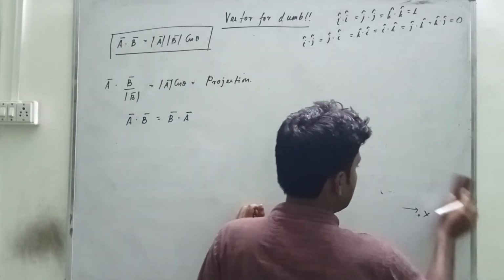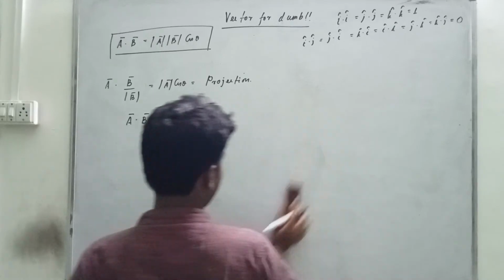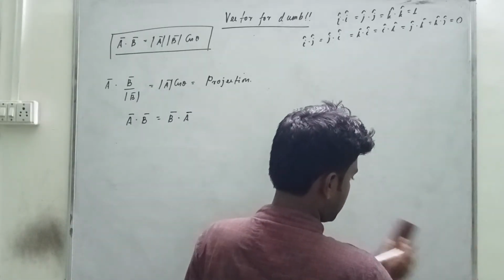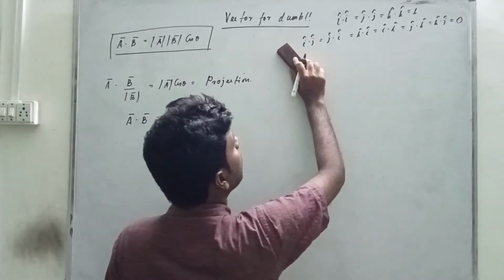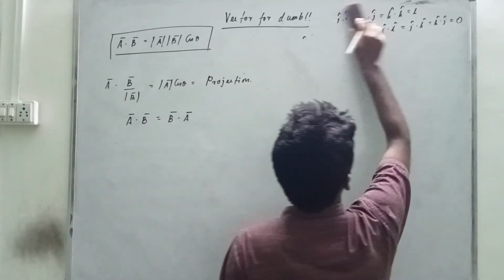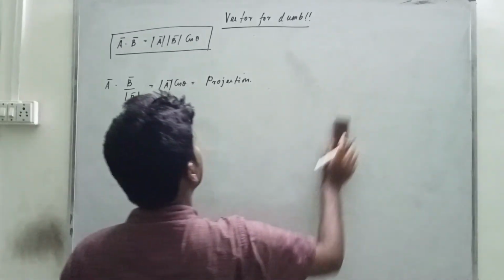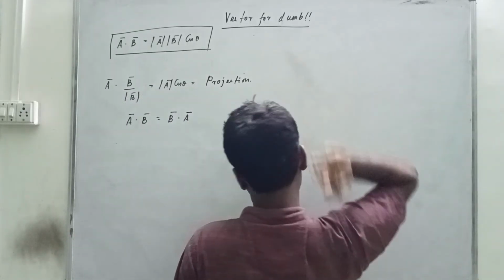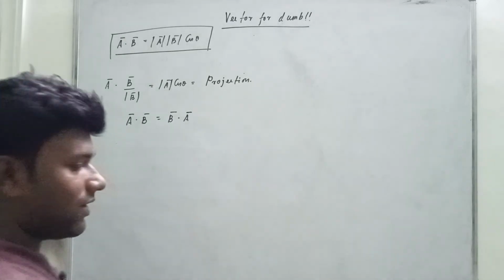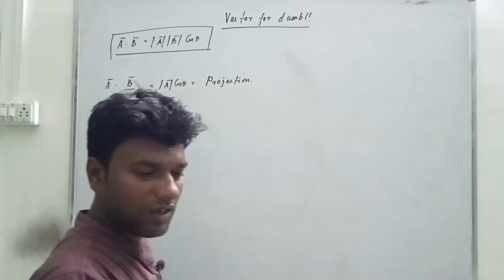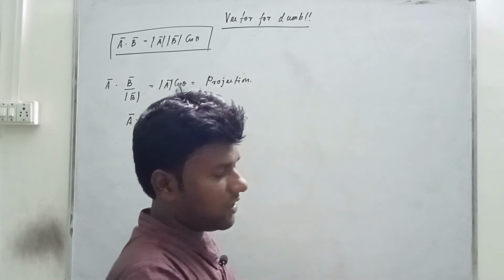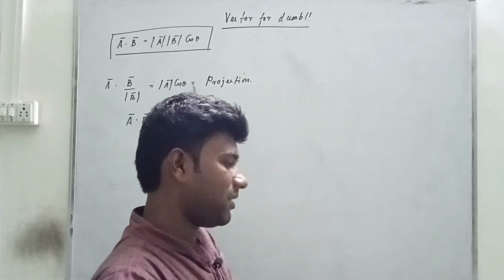Now it is our turn to represent the magnitude of A. So just forget it. I dot I means 1, j dot j means 1, k dot k means 1, and I dot j is 0, j dot k is 0, I dot k is 0, something like that.